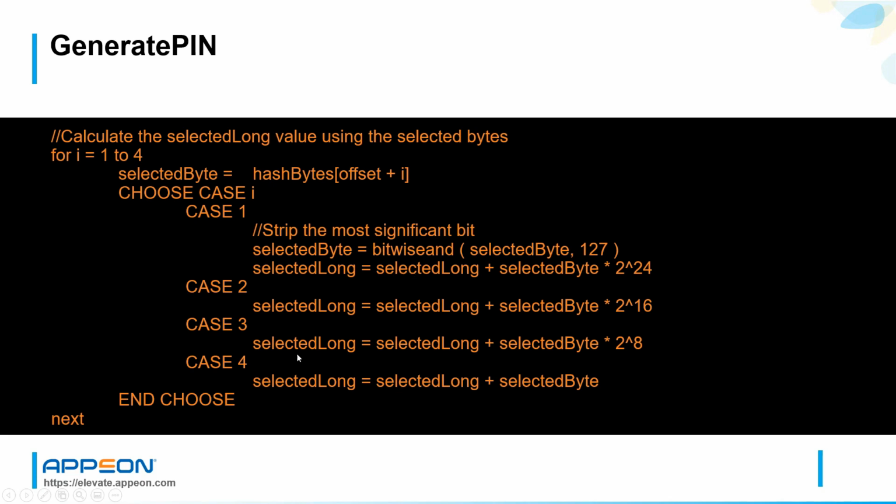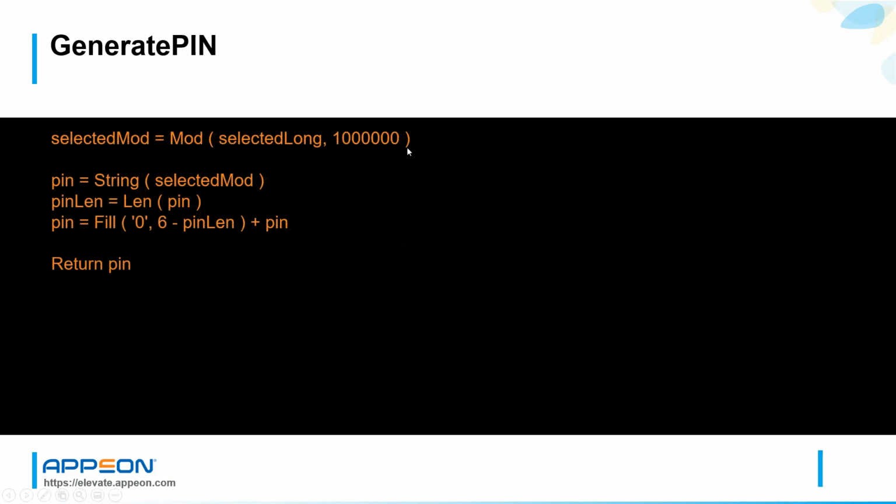And also, while I'm in here, you'll notice I'm taking the selected long value and adding on each of the calculated values. So I'm doing the add in this loop as well. So these all get added together. Now I do the mod with 1 million. That gives me my pin value. I check to see how long it is, and if it's less than 6 characters, I fill the front of it with zeros. So that's the PowerBuilder version of what I explained in the last section of how you generate the pin.